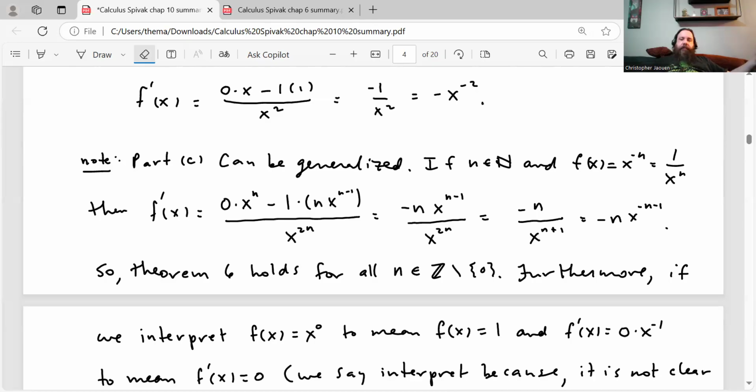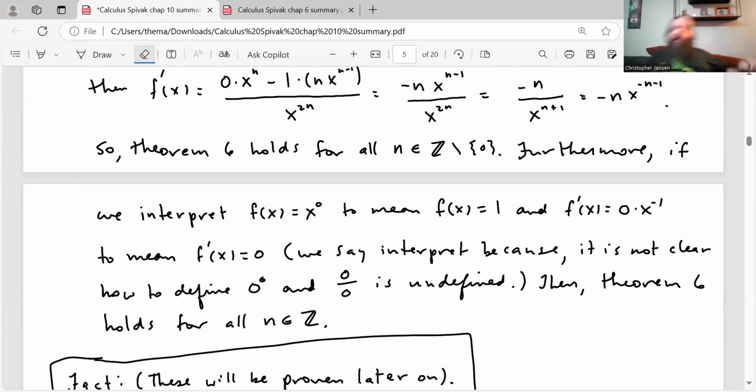Furthermore, if we interpret f of x equals x to the 0 power to mean f of x equals 1, and f prime of x equals 0 times x to the minus 1 to mean f prime of x equals 0, we say interpret because it's not clear how to define 0 to the 0, and 0 over 0 is undefined, then theorem 6 holds for all integers n. So the power rule holds for all integers.